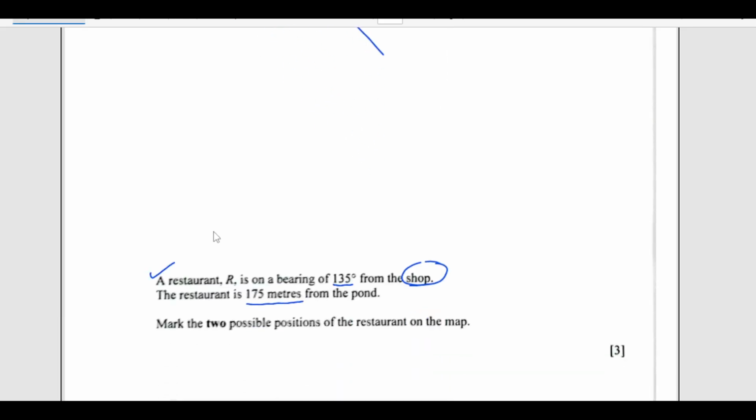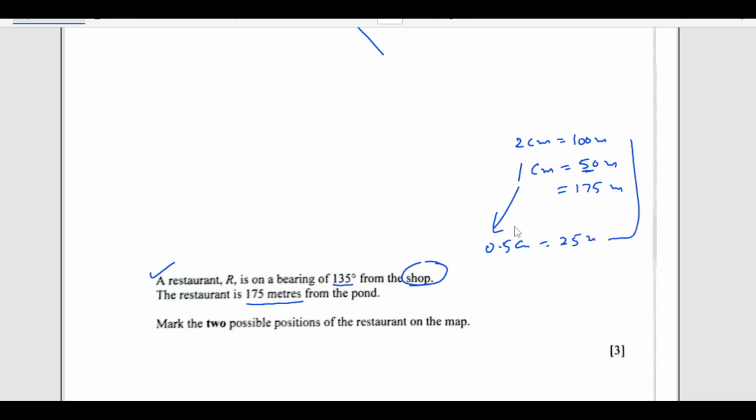The restaurant is 175 meters from the pond. So 1 centimeter is equal to 50 meters, right? So what will be 175 meters? If we multiply it by 2, so 2 centimeters are equal to 100 meters, right? So we are looking for 25 more. So 0.5 centimeter will represent 25, right? So when you add this and this, then 2.5.